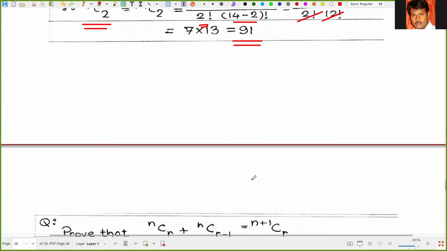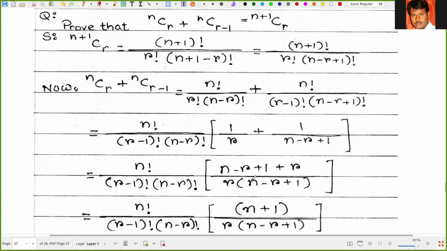Let's check the next problem. Prove that nCr plus nC(r minus 1) is equal to (n plus 1)Cr. We are starting from the right hand side. (n plus 1)Cr means (n plus 1) factorial upon r factorial and (n plus 1 minus r) factorial. So (n plus 1) factorial, then r factorial and (n minus r plus 1) factorial.